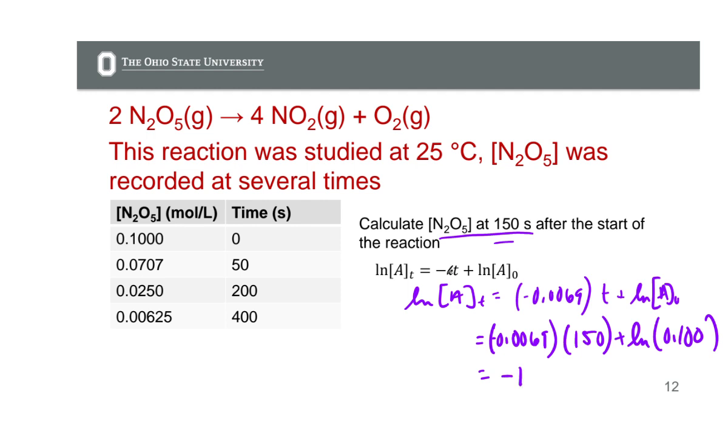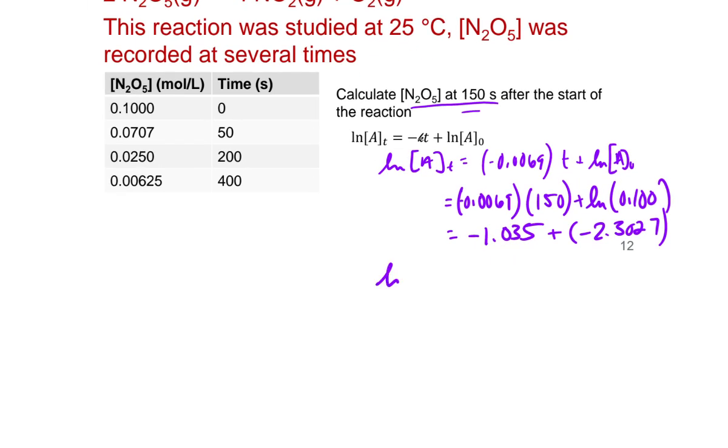We'll get minus 1.035 plus minus 2.3027. ln of A at some time t then is equal to minus 3.34. But that's the natural log of the concentration.